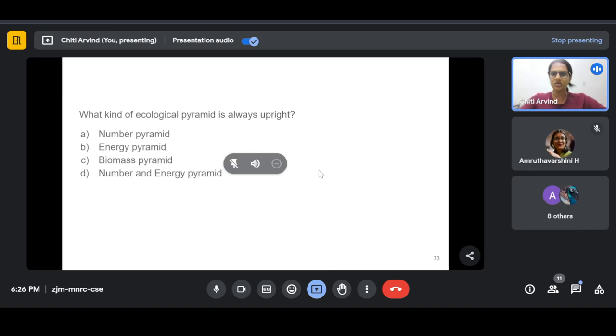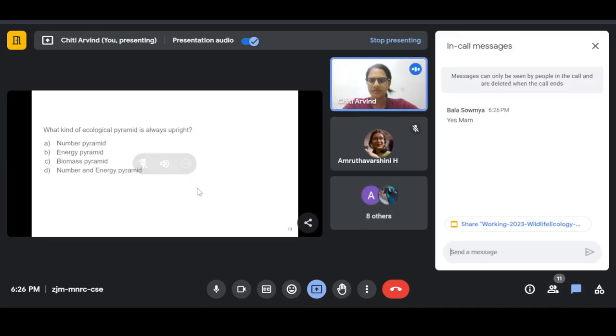Alright, so I think we were on this question. I hope the screen is visible. What kind of ecological pyramid is always upright? Is it a number pyramid, an energy pyramid, a biomass pyramid, or a number and energy pyramid?